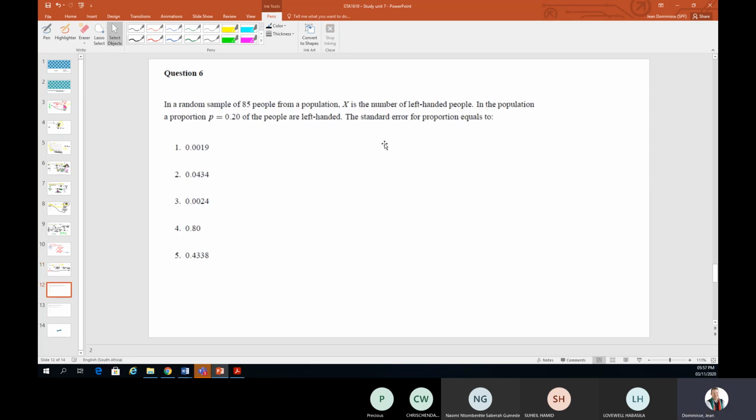Okay, so let's look at another standard error. A lot of standard errors in this one. So random sample, I tell you what the proportion is. So 0.2 times 0.8, because it's 1 minus 0.2, divided by the 85, and the square root of that.